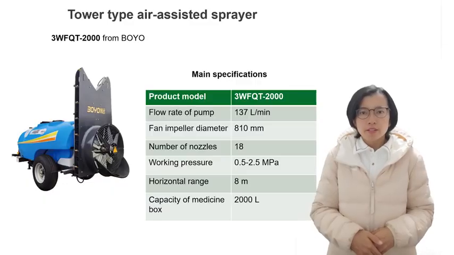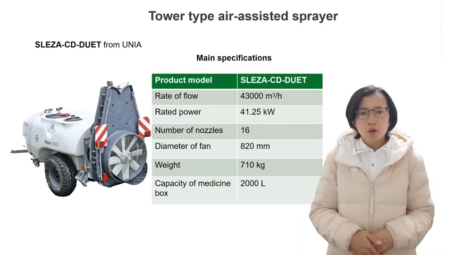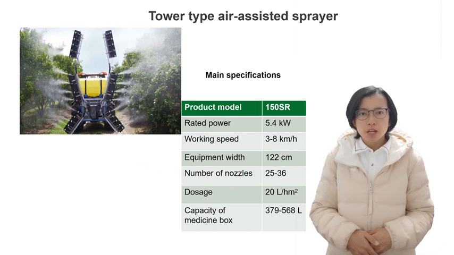The third one is tower type air assistant sprayer. The name tower type air assistant sprayer is from the shape of this kind of sprayer. It is just like a tower. Another type of tower type air assistant sprayer. Some specification of it. This is also a tower type air assistant sprayer.